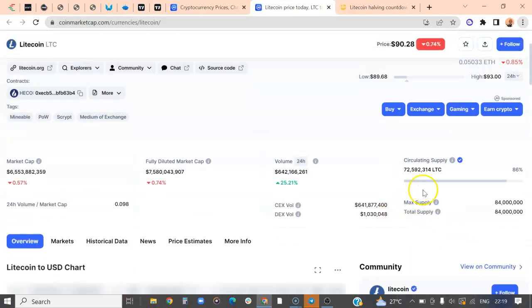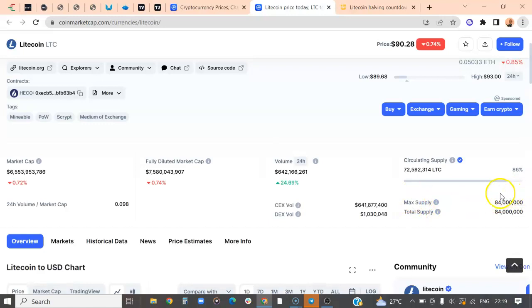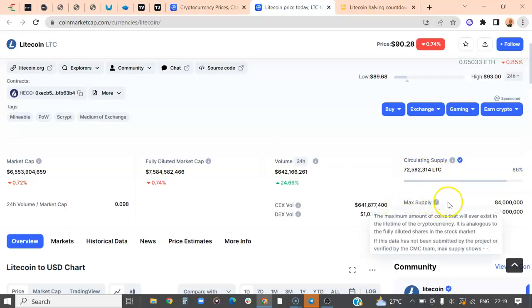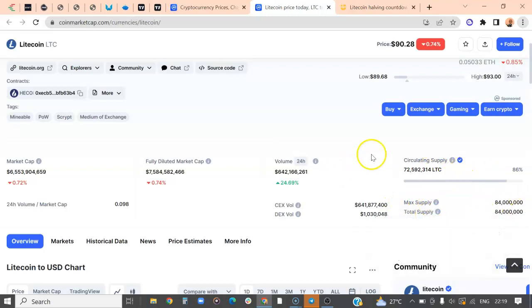All right. You can see that the circulating supply is almost equal to the maximum and total supply. So Litecoin needs to have this halving, because it's almost getting mined completely. As you can see, it's almost being mined completely. It should probably be at a similar level with Bitcoin.